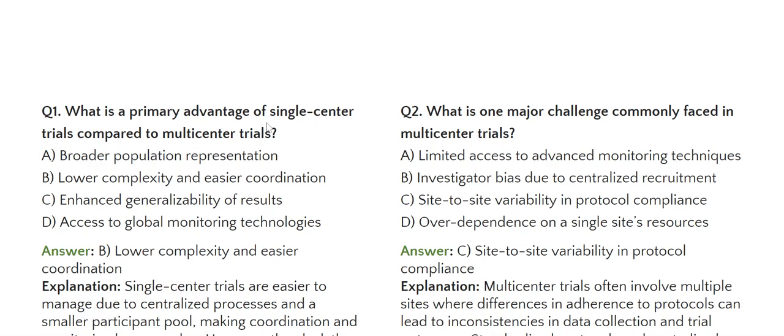So the primary advantage of single center trials compared to multi-center trials. A, broader population representation, B, lower complexity and easier coordination, C, enhanced generalizability of results, D, access to global monitoring technologies. So 3 from 4 choices are applied to multi-center, but we need the one for single center in comparison to multi-center trials, and one is applicable only, which is B. B is the answer, lower complexity and easier coordination for single center trials compared to multi-center trials.